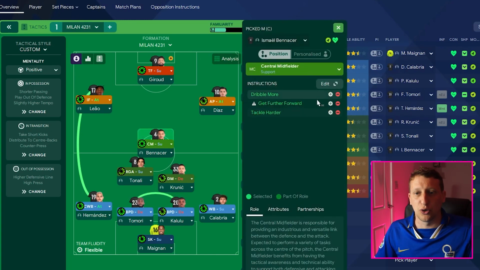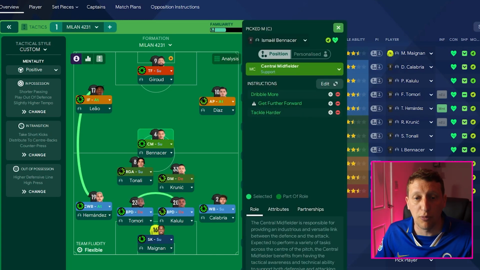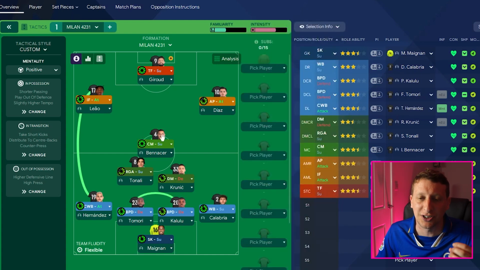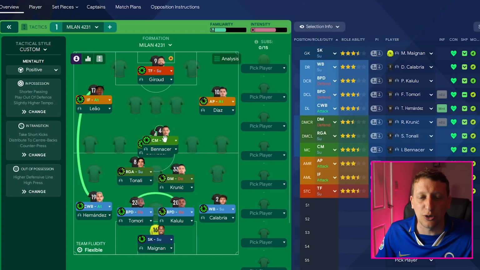We've done a few player instructions. We have got dribble more on because he is up in the 86th percentile for successful take-ons. So he's obviously liking to get the ball. He's quite tenacious. I didn't want him to do that. He does often sit in.